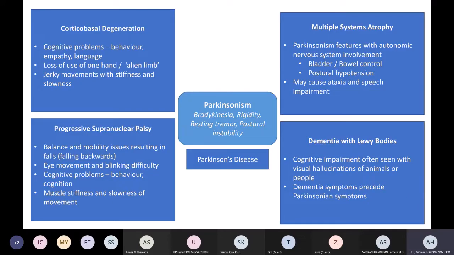So remember, Parkinsonism is bradykinesia, rigidity, resting tremor, and postural instability. And classically, that's associated with Parkinson's disease. But there are other syndromes which can be associated with Parkinsonism too.